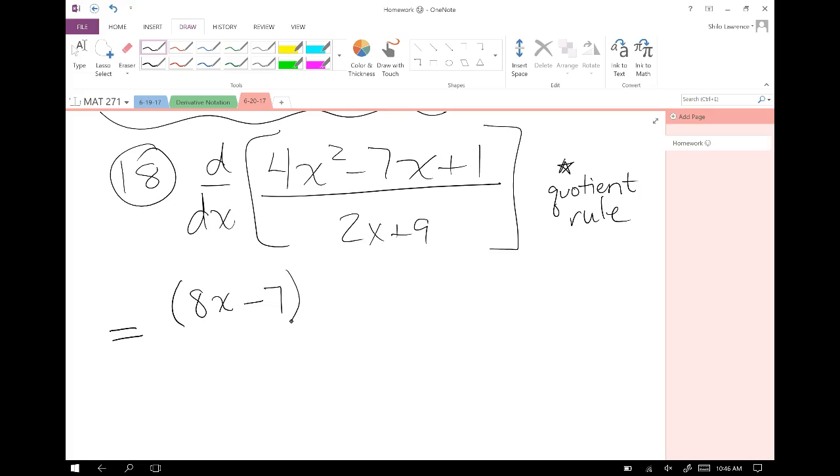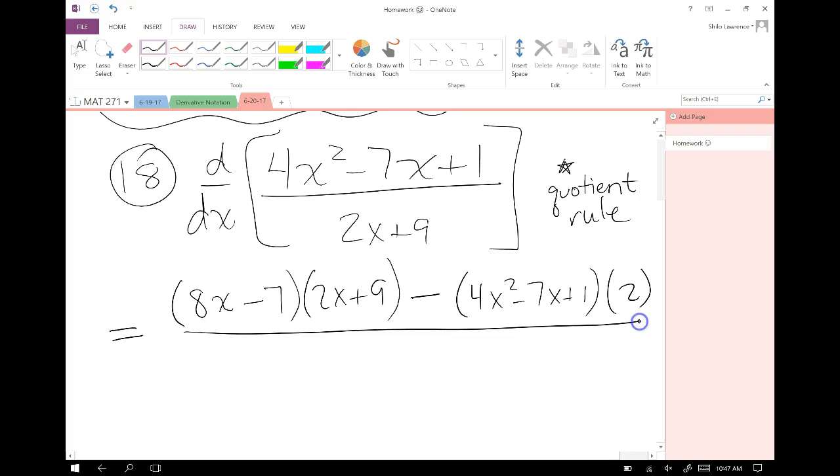And then you match that up with the original bottom. And then quotient rule has a plus or a minus. Minus. And then we flip-flop it. Original top, derivative of the bottom, which is just 2, all over bottom squared.